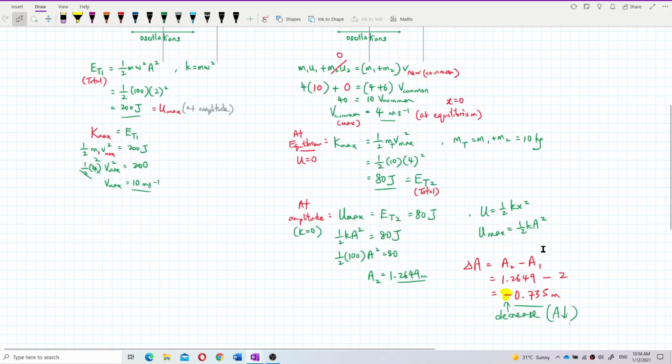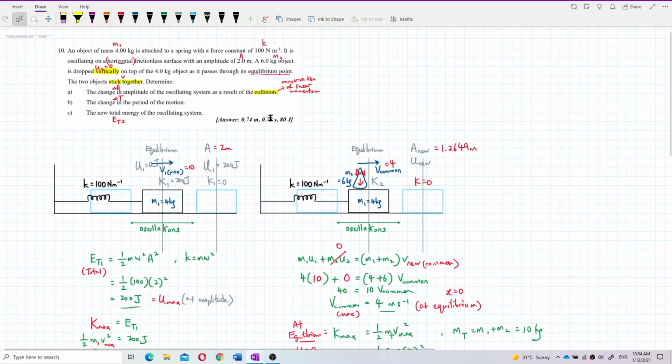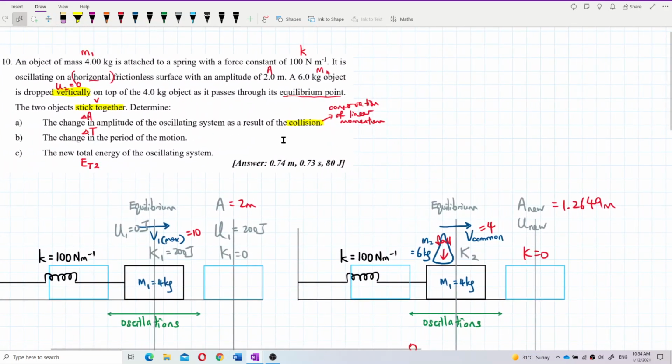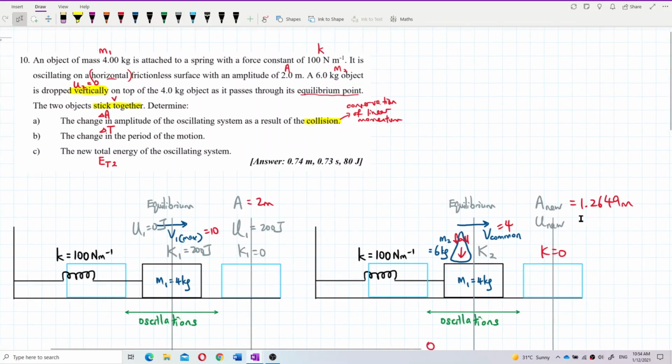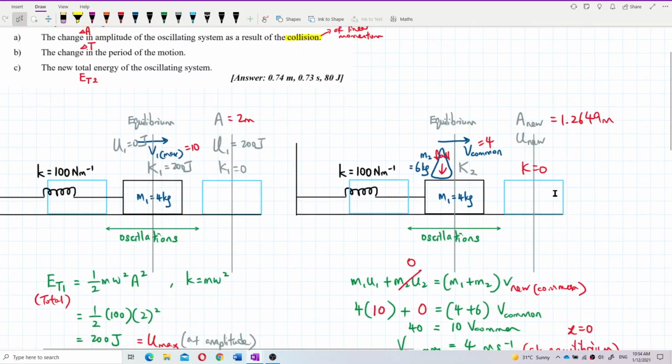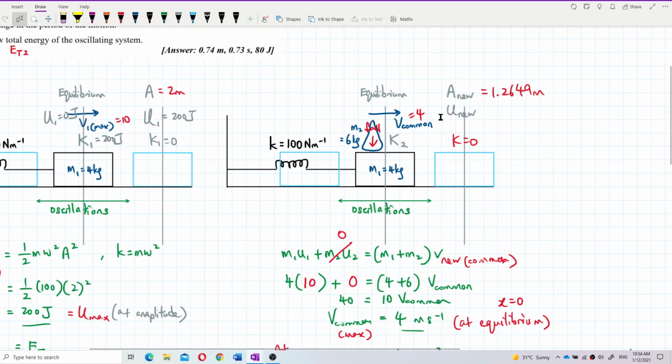Okay, understand? Let's do the next questions. See, the amplitude changed from 2 to 1.26. The new total energy we can also find. The new potential energy is 80 joule. Here 80 joule for kinetic energy. So from 200 it dropped to 80, and the amplitude dropped from 2 to 1.26.